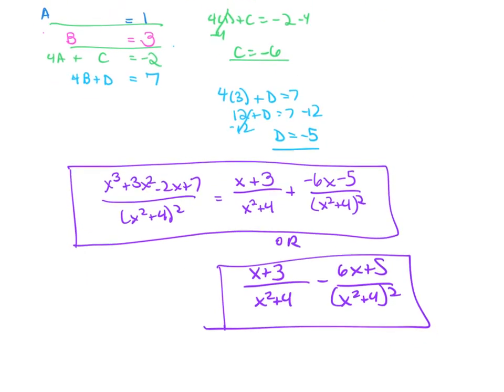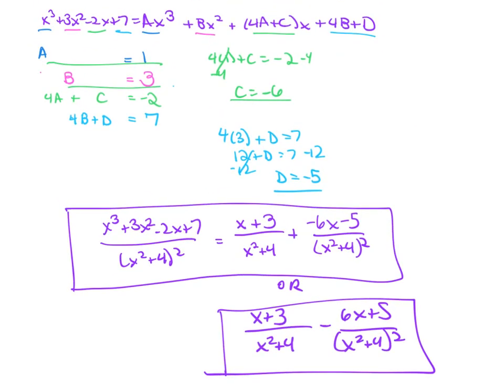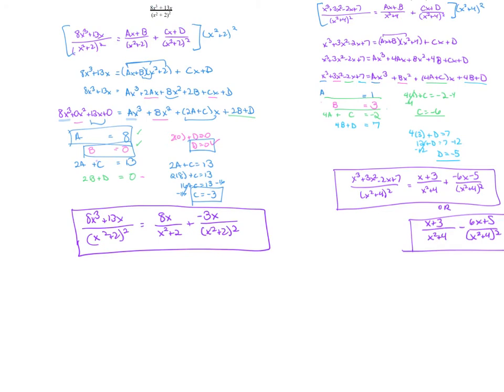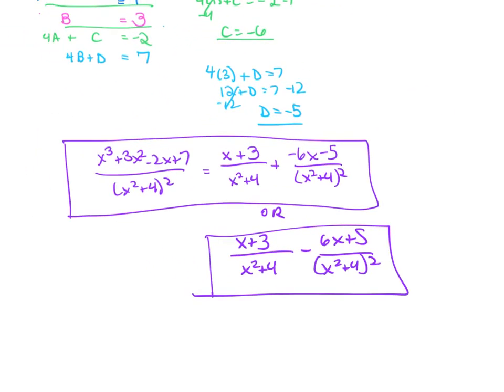Then you plug it all in, so you get (x plus 3) over x squared plus 4, plus (negative 6x minus 5) over (x squared plus 4) squared. And then you could have also factored out the negative, like I did here, and then you could write it as minus (6x plus 5).